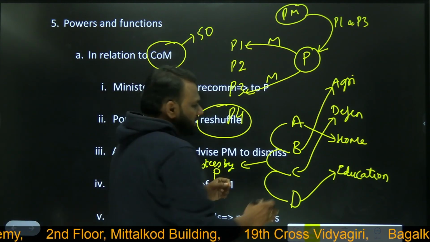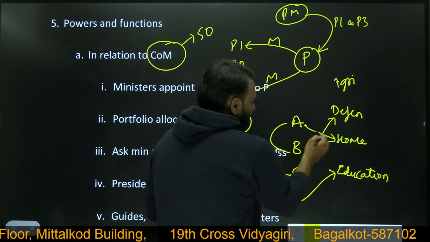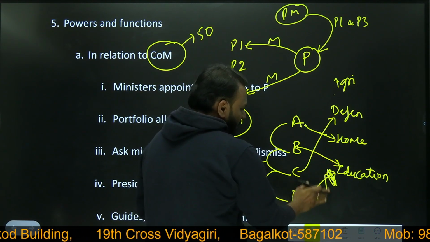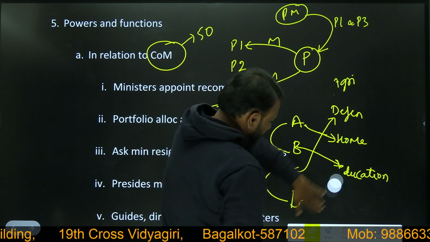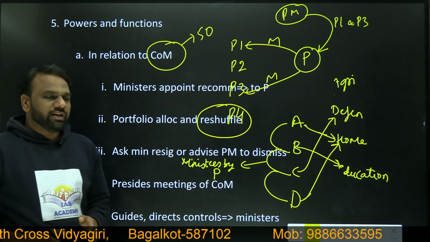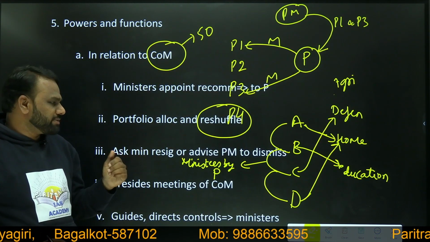For example, B is managing the Agriculture Ministry. Now this power will be removed, and B will be given the responsibility of the Education Ministry, and D will be given some other portfolio. Let us assume Home Ministry. In this fashion, that interchanging is called reshuffling. So that reshuffling of portfolios, that power is also exercised by the Prime Minister.